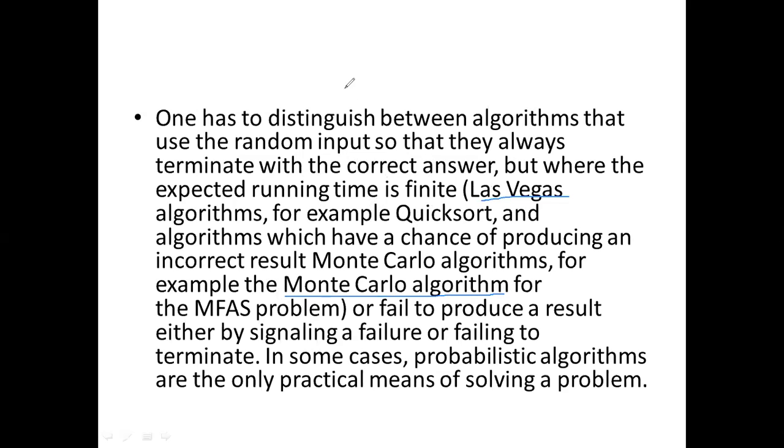For example, quicksort is a Las Vegas algorithm. Algorithms which have a chance of producing an incorrect result are Monte Carlo algorithms. Monte Carlo algorithms may fail to produce a result, either by signaling a failure or by failing to terminate. In some cases, probabilistic algorithms are the only practical means of solving a problem.